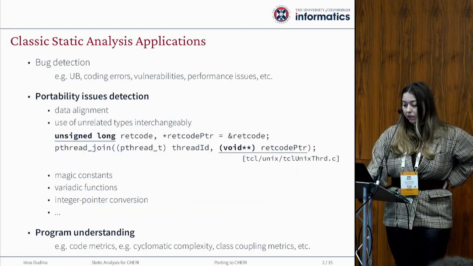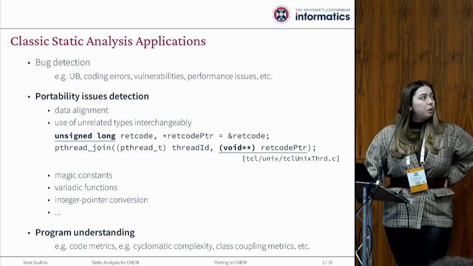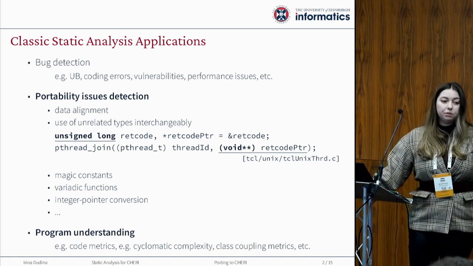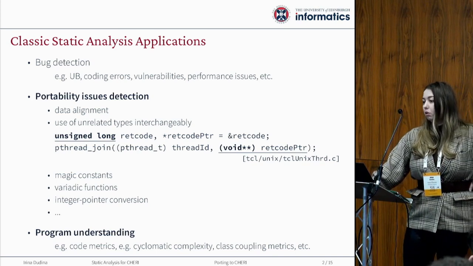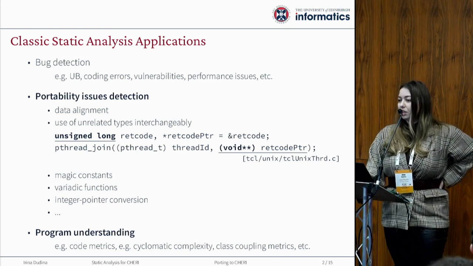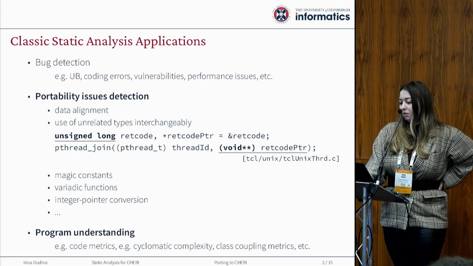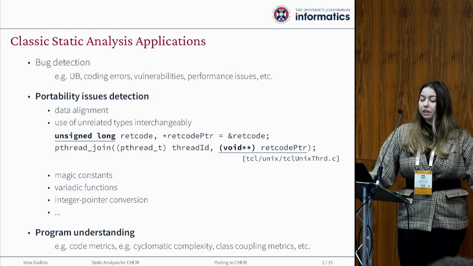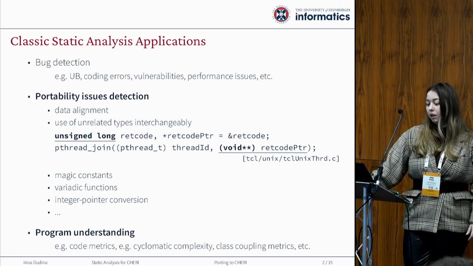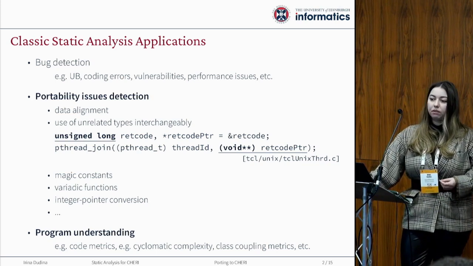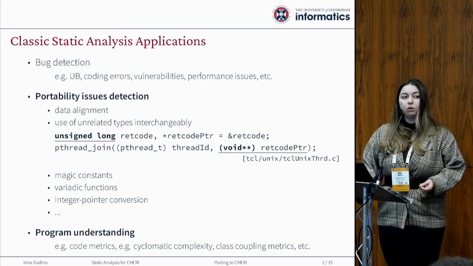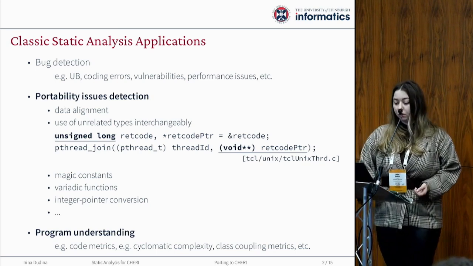portability compiler warnings. The most classical application of static analysis is to detect bugs in programs like buffer overflows, use after free, and so on. But I just want to emphasize that's not what we're going to do in this work. We're going to focus on portability issue detection instead. So we're going to look for code that works fine on the architecture that it was originally written for, but will not work on another architecture, for example, on CHERI.